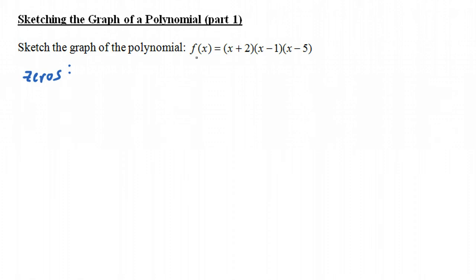For example, maybe you think that the number 8 would give you an output of 0. So the question is, what's f of 8? Is it going to be 0? Well, if you plugged in 8, this would be 10, and then this would be 7. And if you plugged 8 in here, this would be 3. Well, is 10 times 7 times 3 equal to 0? No, of course not. So 8 is not a zero.